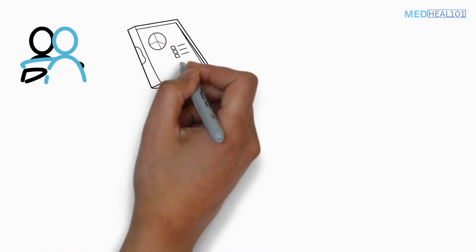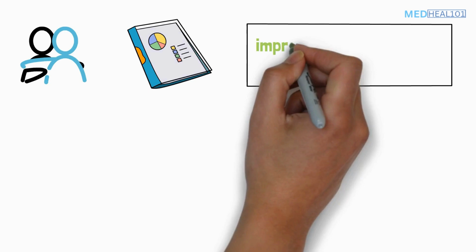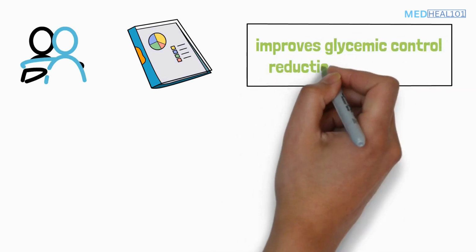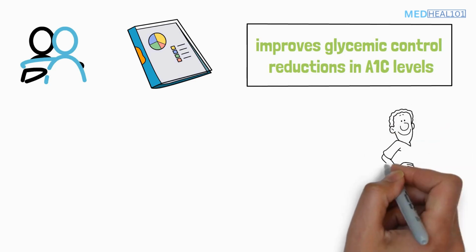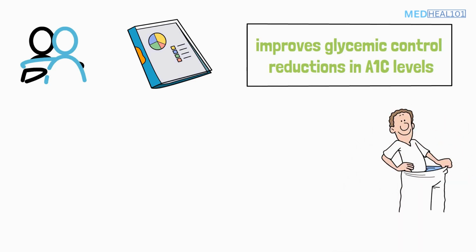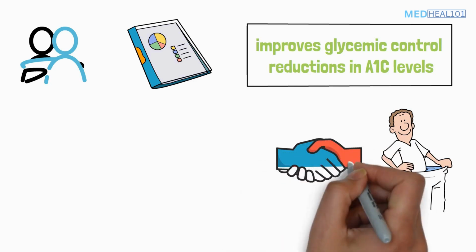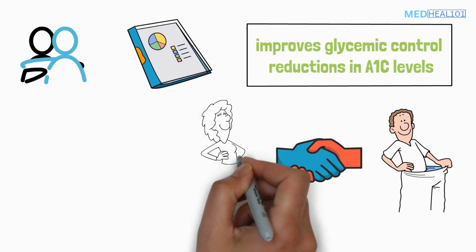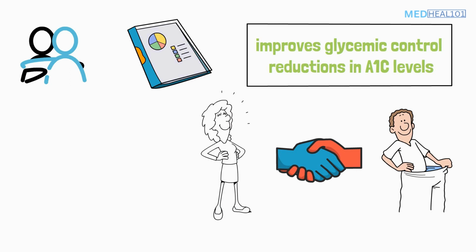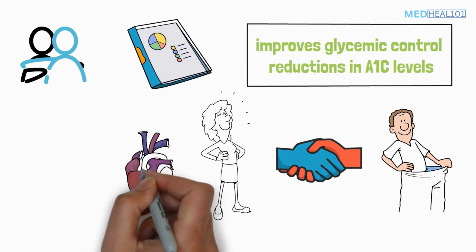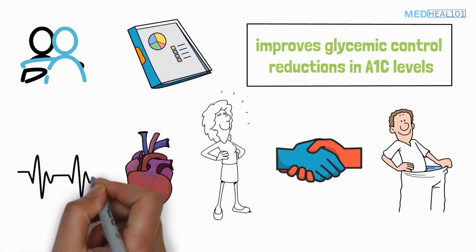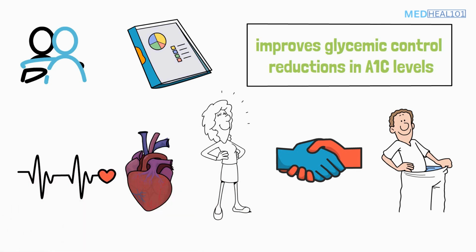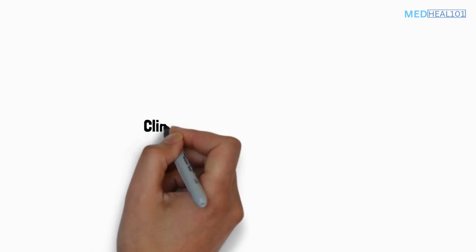Benefits of Ozempic. The benefits of Ozempic extend far beyond blood sugar control. Numerous clinical studies have demonstrated its efficacy in improving glycemic control, as evidenced by reductions in A1C levels, a key marker of long-term blood sugar management. Moreover, many individuals experience weight loss while on Ozempic, a welcomed effect that not only aids in diabetes management, but also contributes to overall health and well-being. Additionally, Ozempic has shown promise in reducing the risk of cardiovascular events, such as heart attacks and strokes, making it a valuable asset in comprehensive diabetes care.